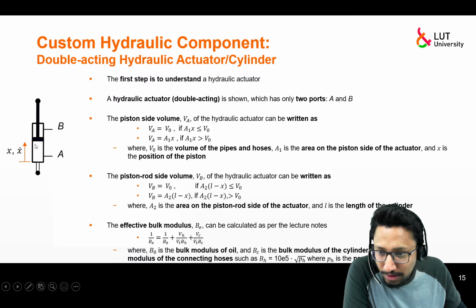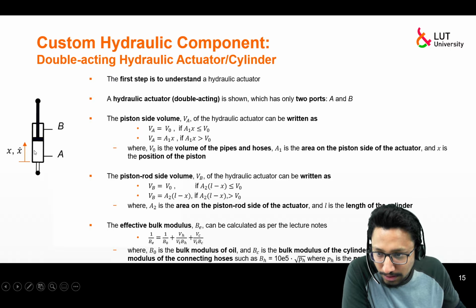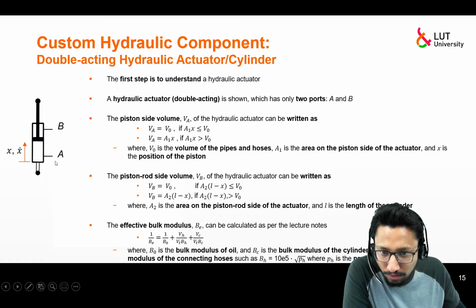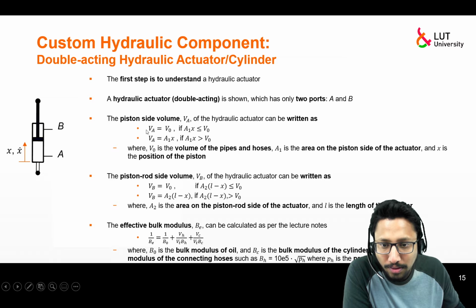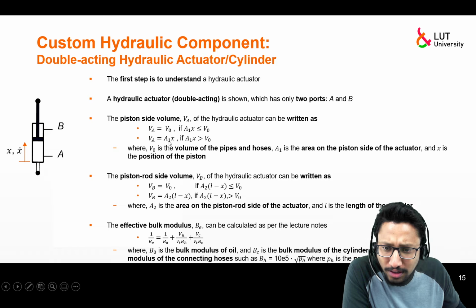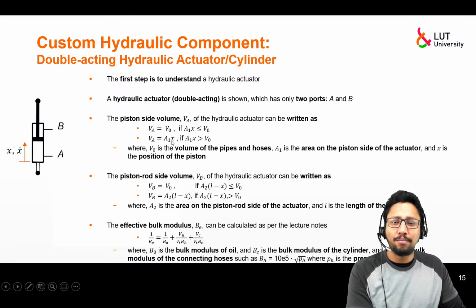If the volume in this part of the piston side of the hydraulic cylinder is greater than the dead volume, then we can say the volume of section 2 is basically A1 into X. What is A1 into X? It is the volume in this side of the cylinder. A1 is the area and X is the piston position. You can also model it as A1X plus V0 to be very careful, but usually V0 is pretty small, so that will not have much of an effect here.